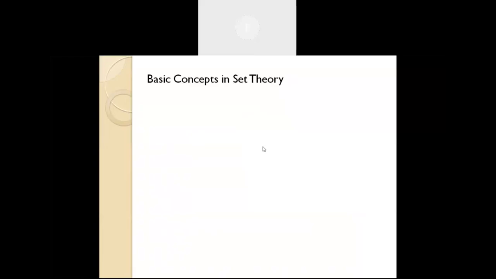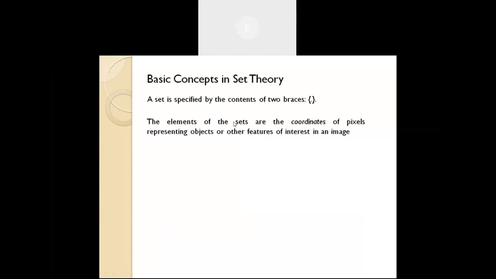Now let us look at some basic concepts in set theory. This is already dealt with in your mathematics courses. As you know, a set is usually specified by the contents of two braces. The elements of these sets are actually the coordinates of the pixels representing objects or other features of interest in an image.